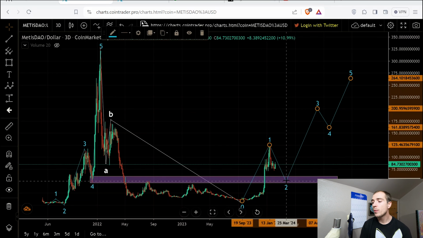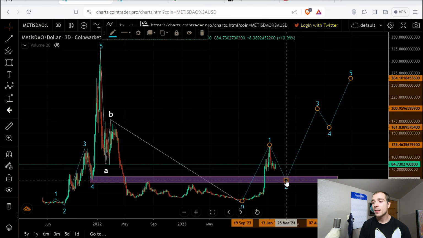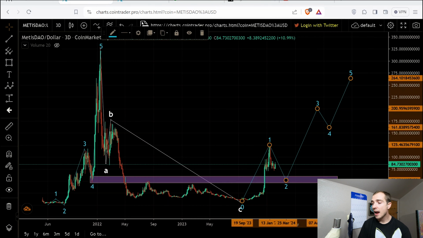It doesn't have to. Wave 2 can find support up here. But either way, I think that the sky is the limit for Midas DAO. I think up is the direction we're going to head from here. So yeah, I figured I'd cover this project. It's a really good coin, really good project, and definitely one I think is going to do phenomenally well this bull market.